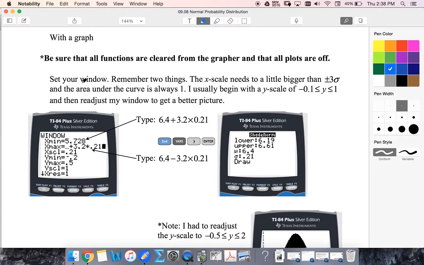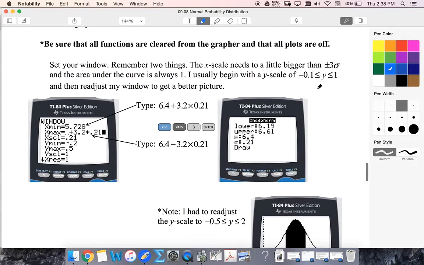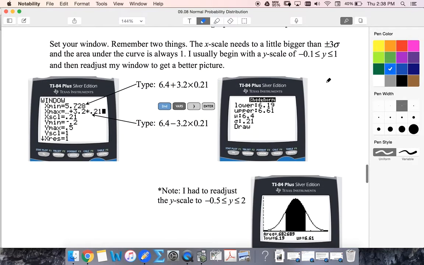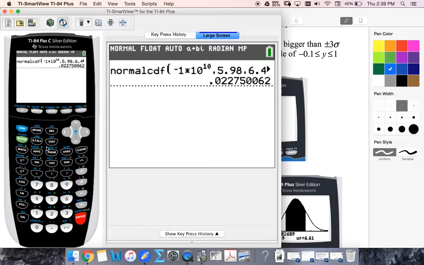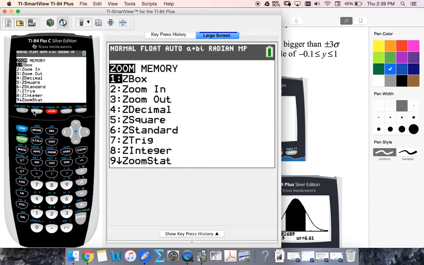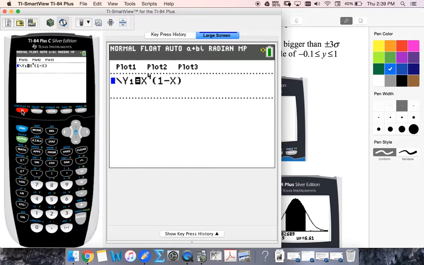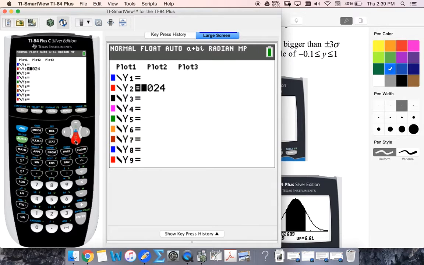So the first thing you want to do is set your window. So our X scale, we want to be a little bit bigger than 3 standard deviations from the mean. Area under the curve is always 1. So we're going to go with a Y scale that starts with 0.1 to 1 and then readjust as necessary. So let's start off with that. Actually, first thing you want to do, clear out all your graphs and make sure that none of your plots are turned on.